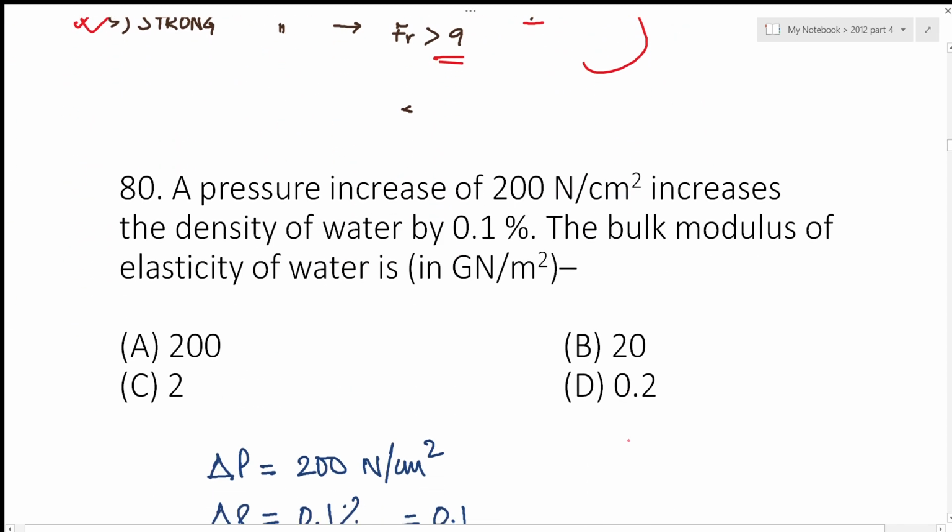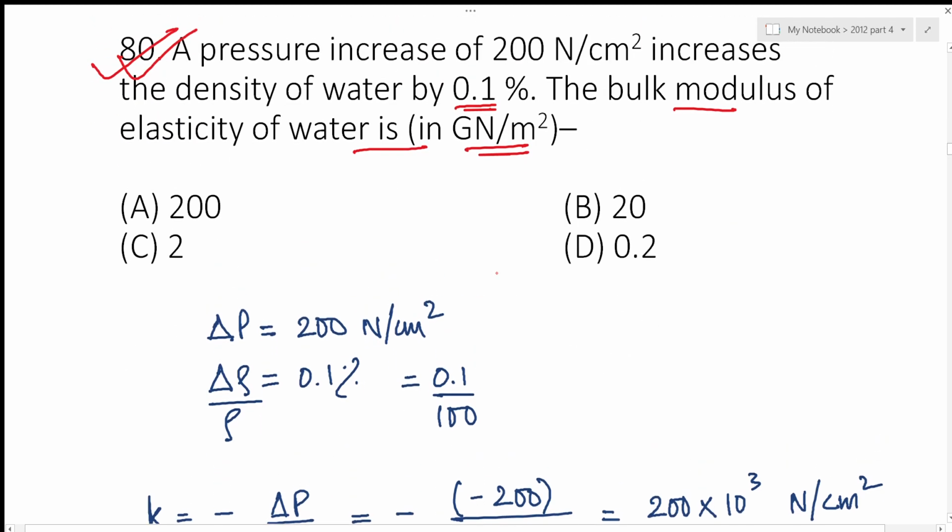The next question is, a pressure increase of 200 Newton per centimeter square increases the density of water by 0.1%. The bulk modulus of elasticity in giganewton per meter square is given by. Now, as per the question, the delta P or the pressure increase is 200 Newton per centimeter square, which is negative. Also, the density of water has been increased by 0.1%. So the increase in density of water is 0.1%. So the increase is given by delta rho by rho, which is 0.1% or 0.1 by 100.